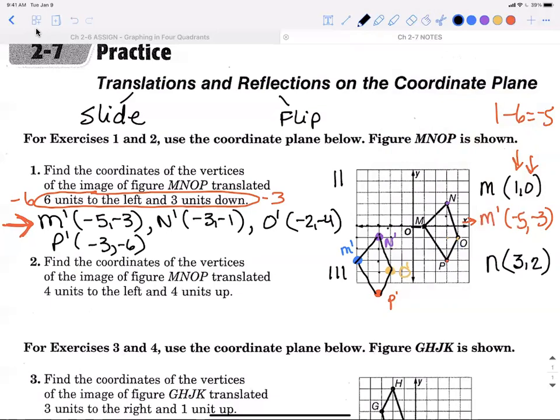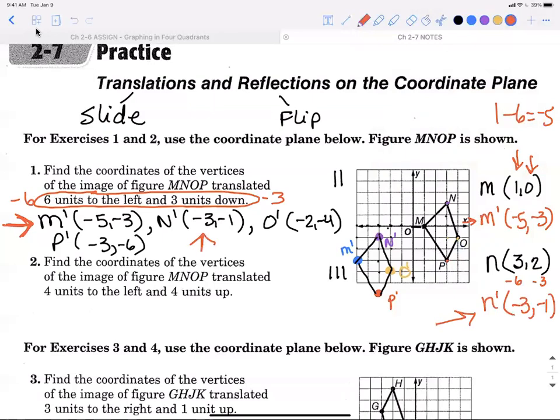Now I know that for my x value, I need to do -6. Oops, I should do that in red. I know for my move for my x value, it's -6 because it's to the left. And I know for my y value, it was a -3 move because we went 3 down. So my new N, my N1, would be 3 minus 6, -3, and then 2 minus 3. Go ahead. -1.